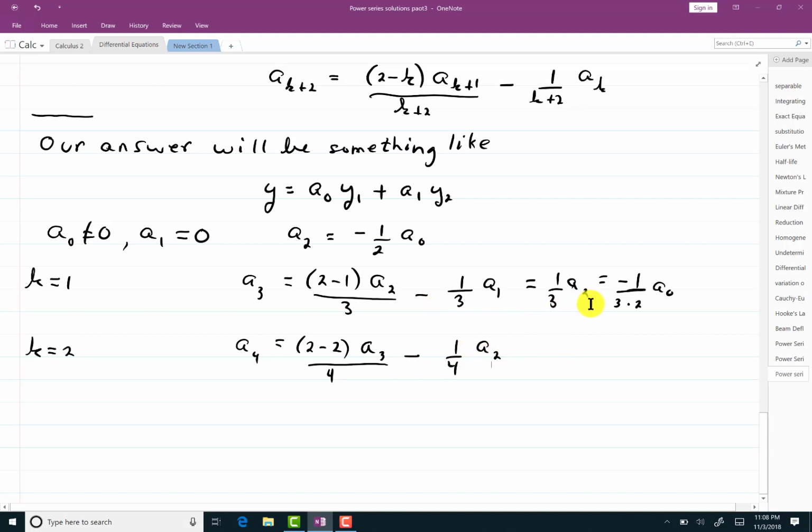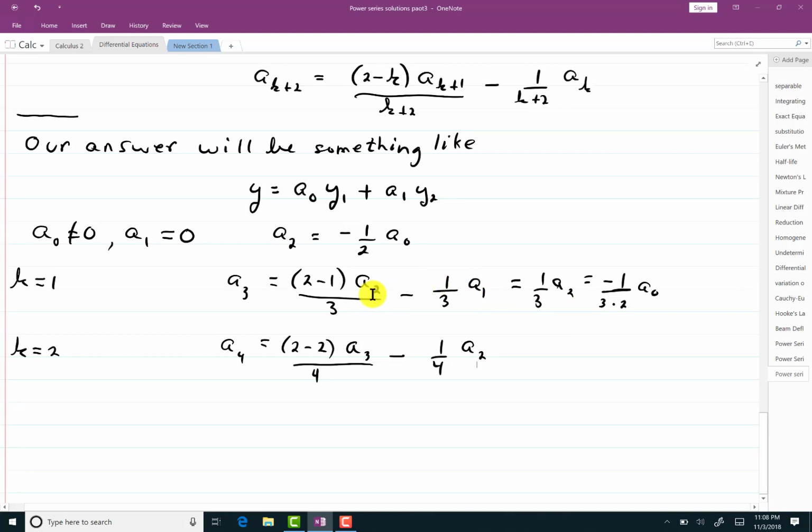Now a sub 3 right here is negative 1/6 a sub 0. So I'm going to have, let me get this before I do anything here. Oh, it doesn't really matter. My bad. The a sub 3 doesn't matter because 2 minus 2 is 0. So we just have negative 1/4 a sub 2. And a sub 2 is negative 1/2 a sub 0. So I have 1 over 4 times 2 a sub 0.